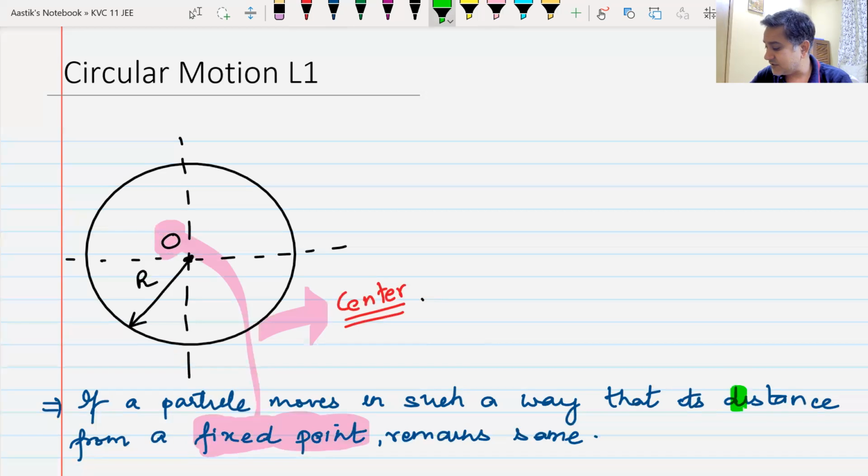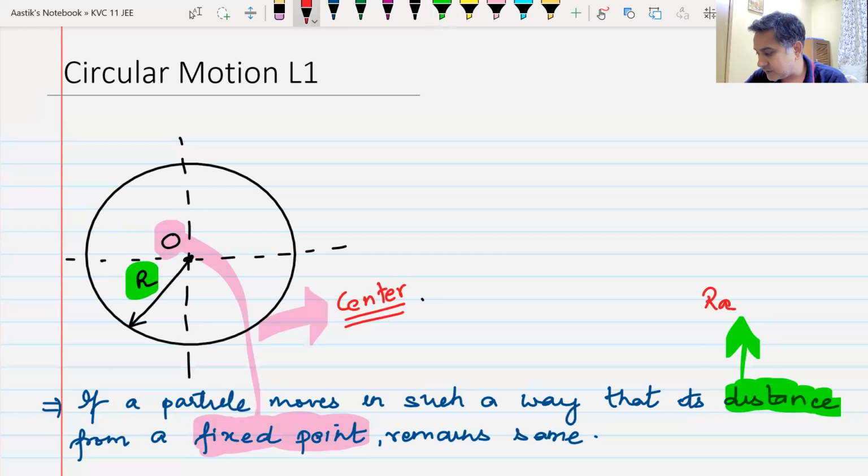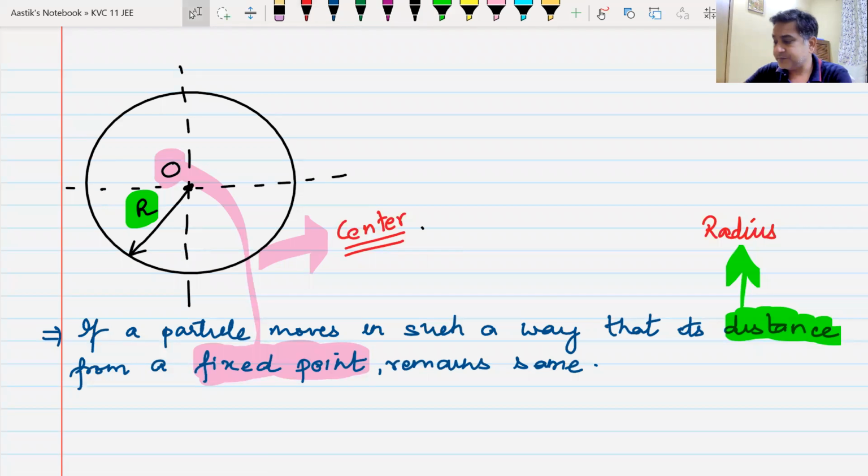What about the fixed distance? Its distance remains the same. So what is that fixed distance known as? I hope you understand that the distance which remains fixed is known as the radius of the circle. So every circle has a center and every circle has a radius. Now, once you have understood this, we can also write that if a particle moves on a circle, the motion is known as circular motion.